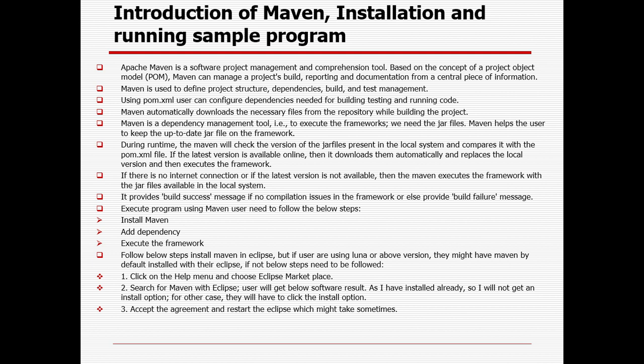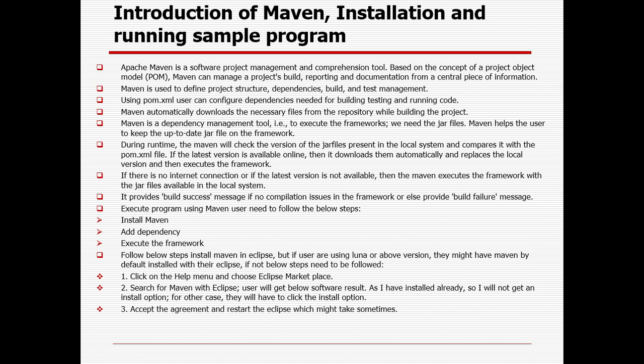Maven is a product of Apache. It's a software project management and comprehension tool based on the concept of a project object model, or POM. Maven can manage a project's build, reporting and documentation from a central piece of information. Maven is used to define project structure, dependencies, build and test management. That is the reason Maven is sometimes called a dependency management tool, where we can add all the dependencies through the Maven pom.xml file. Using the pom.xml file, the user can configure dependencies needed for building, testing and running code. Maven automatically downloads the necessary files from the repository while building the project.